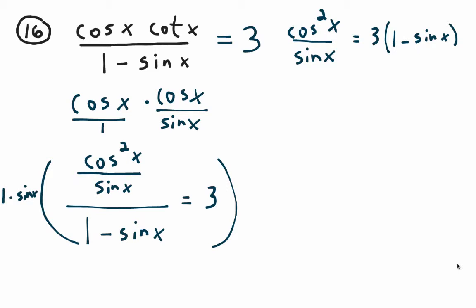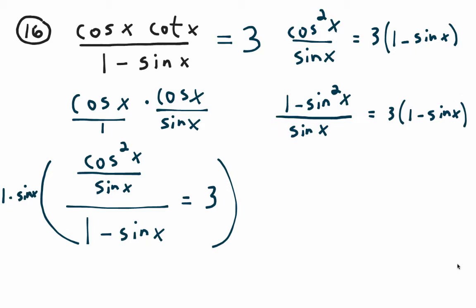Cosine squared of x, that's an identity. You got to start remembering these, but this one is really just going to be 1 minus sine squared of x. So you're going to have 1 minus sine squared of x all over sine of x is equal to 3 times 1 minus sine of x. Okay, something beautiful is getting ready to happen.